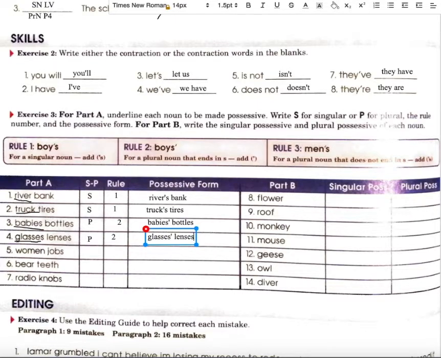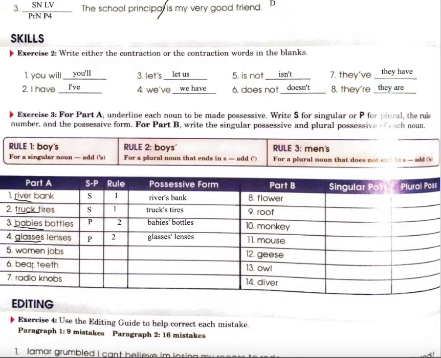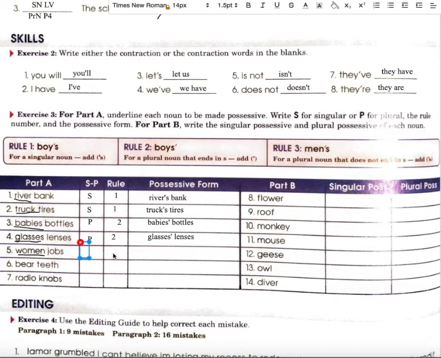Number 5, women's jobs. Underline women. Is it singular or plural? It is plural. What rule does it follow? It follows rule number 3 because it is irregular. So we write women, apostrophe S, jobs.